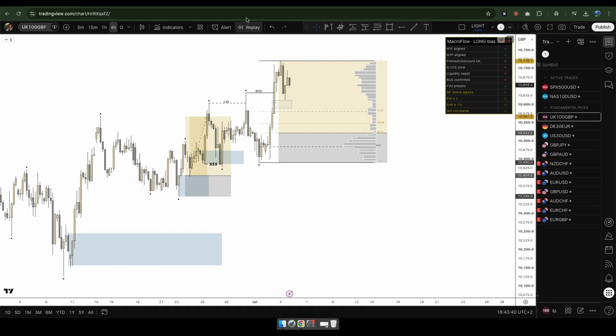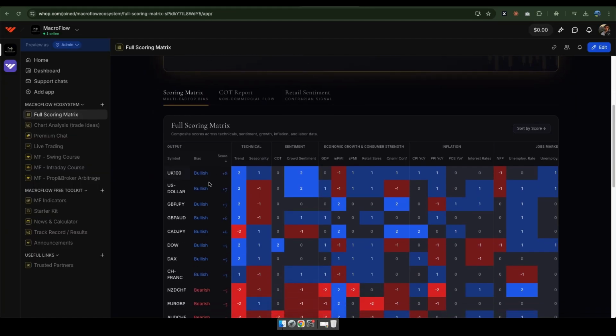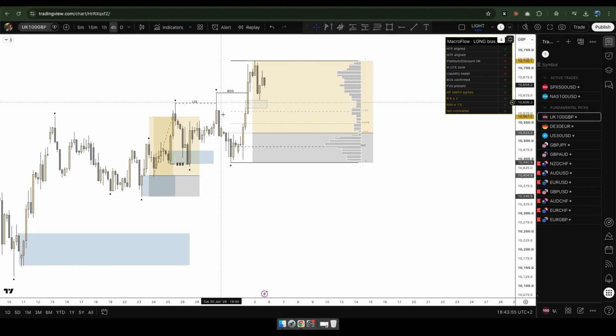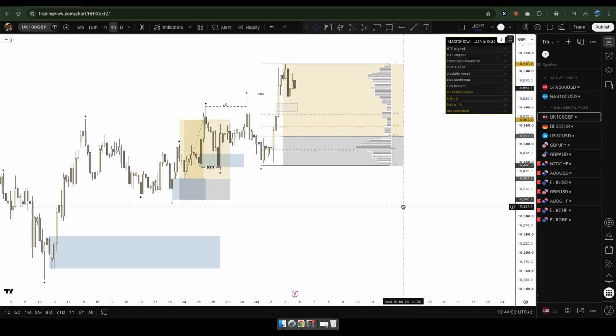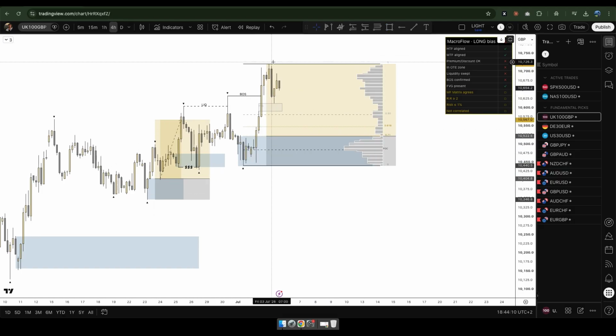This is, for example, UK 100, which is a bullish asset for the following week. You can see that it's a score of +8. So we had a break of structure. That's the last swing point. Fibonacci level, POC, with our most traded area. And here we also have a nice demand zone. This is what I would call a demand zone, which is a little consolidation before expansion. So if UK 100 pulls back into this zone, I would be happy to take a long.